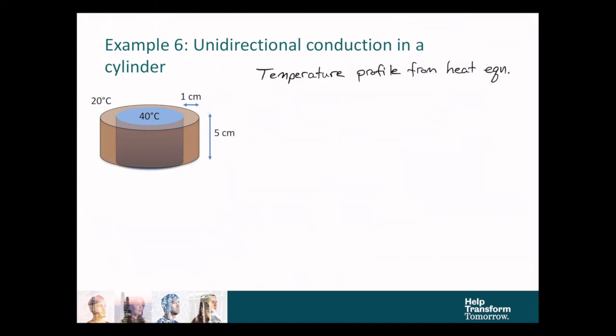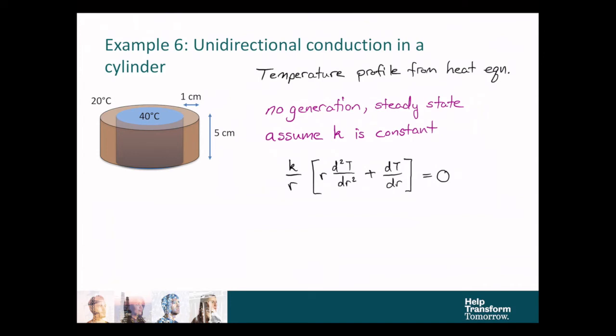Now, the next part of our question is asking for the temperature profile, and so we need to use the heat equation to find that. And we're going to assume that there's no generation, that it's at steady state, and that the thermal conductivity of the copper is constant. These are all pretty good assumptions. And we'll just write out the heat equation that we derived. This is the form. What we need to do is solve this and then apply the boundary conditions in order to calculate our temperature profile. So it's second order, it's linear, it's homogeneous, and it also happens to be separable.